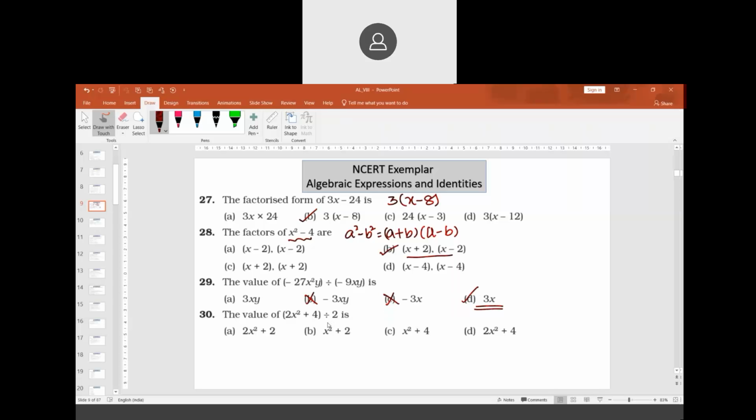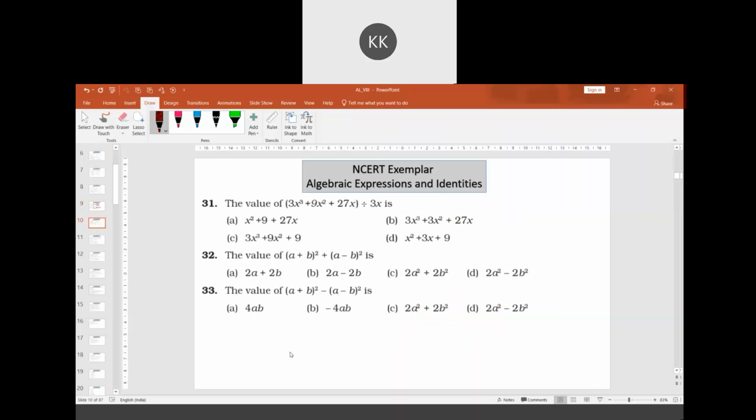The value of 2x square plus 2 divided by 2. In option B, first we have to take 2 common. We will be getting 2 times x square plus 1 divided by 2. The 2 gets cancelled. Only x square plus 1 remains. So hope it's clear. Option B is correct.